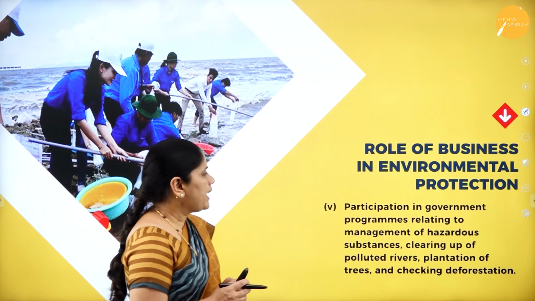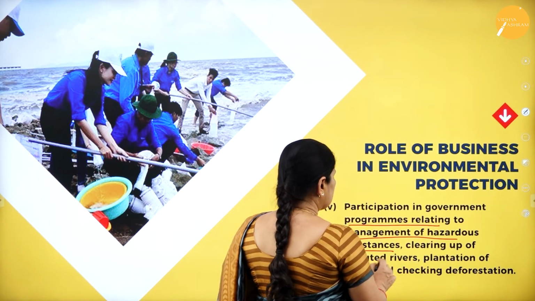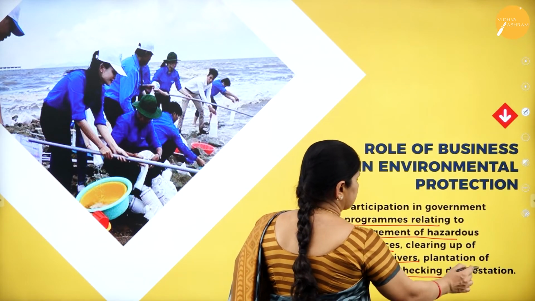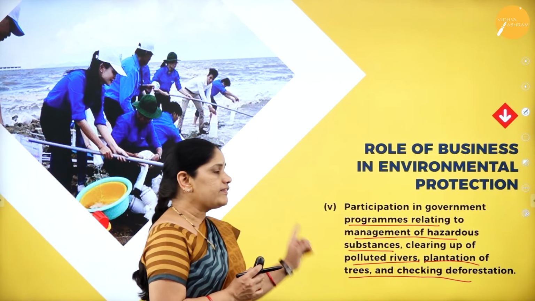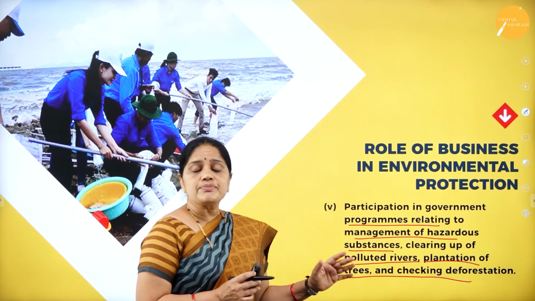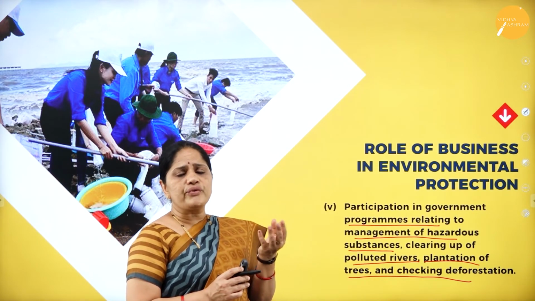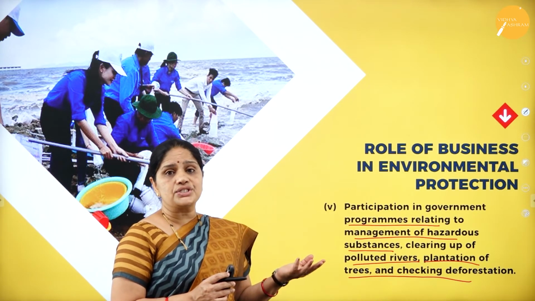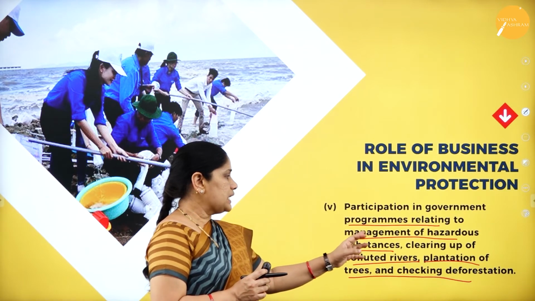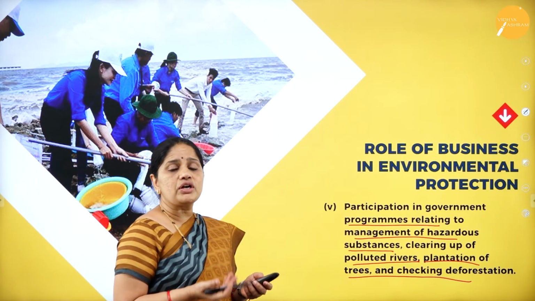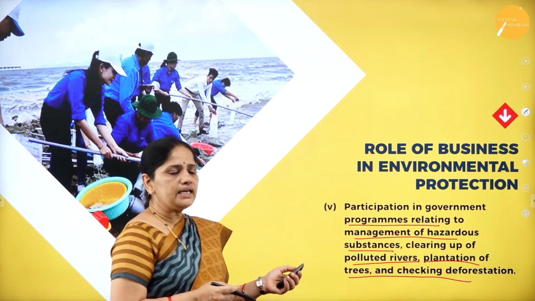Then the fifth step is participation in government programs relating to management of hazardous substances, clearing up of polluted rivers, plantation of trees and checking deforestation. So the business community should participate in governmental programs relating to management of hazardous substances. So we know that there are so many parts in the mobiles or the computers, what we call e-waste, that are giving out a lot of radiations. So these are very hazardous and they have to be disposed of in a proper manner. Then clearing up of the polluted rivers. The rivers have already been polluted. Now it is our duty to clean up the rivers, plant trees and check deforestation.